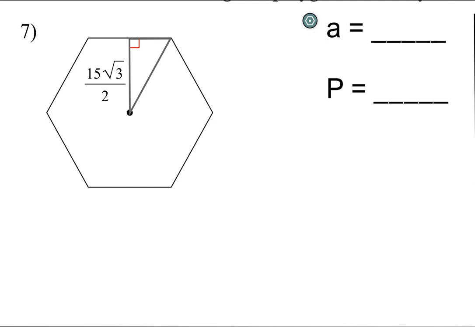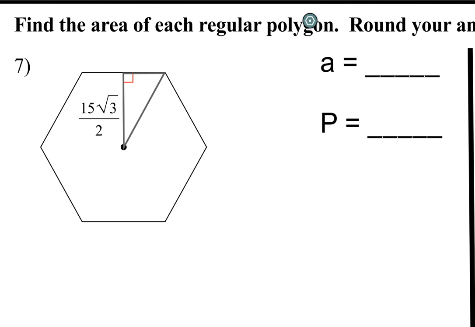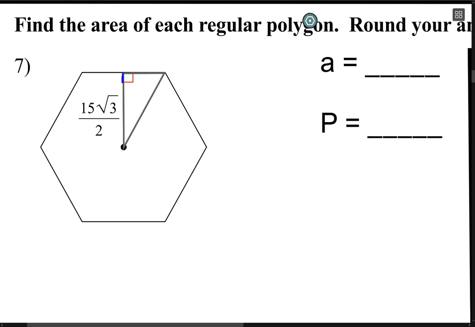So let's talk about what's been given to us. What's been given to us? Well, the apothem. The apothem is right here, is it not? So it's 15 square root of what? 3 over 2. And I expect this to be written in every time.